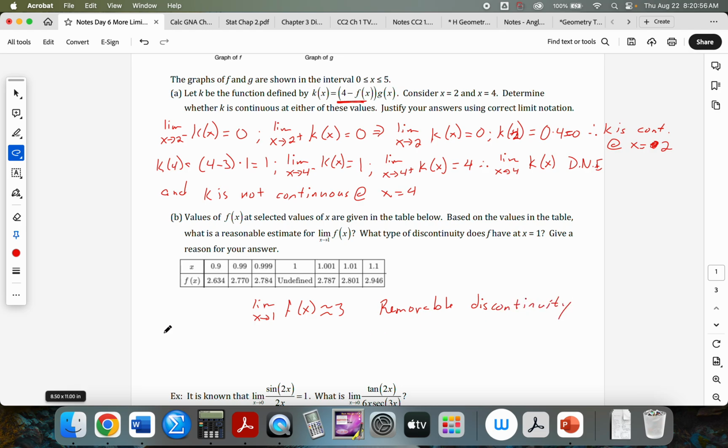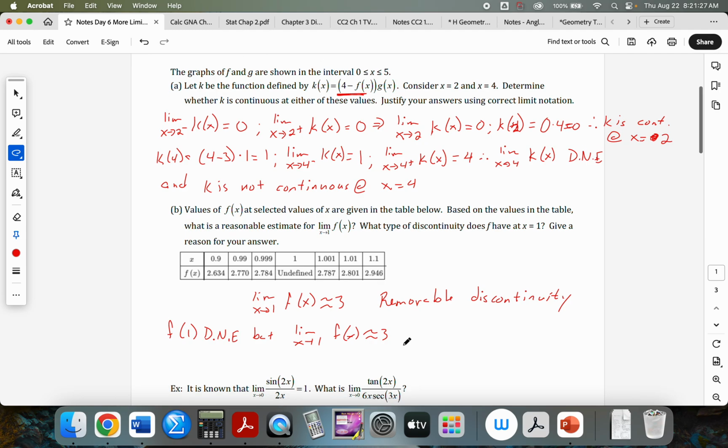And the reason is f of 1 does not exist, but the limit as x approaches 1 of f of x is about 3. It does exist. So that's how you get a removable discontinuity. The limit as we go towards the point exists, but either the function doesn't exist or it's just not equal to that limit. In either case, that's a removable discontinuity.